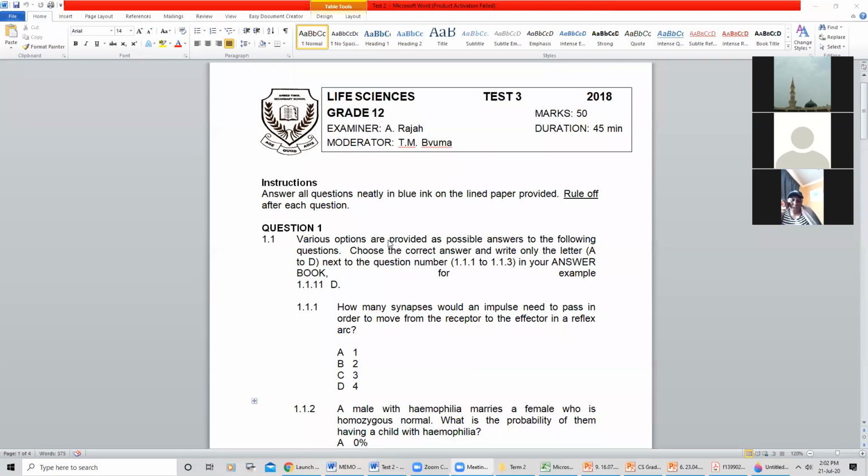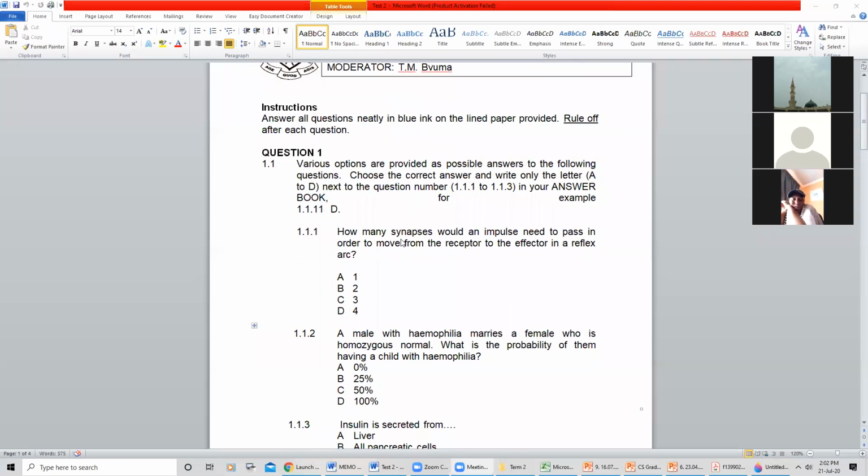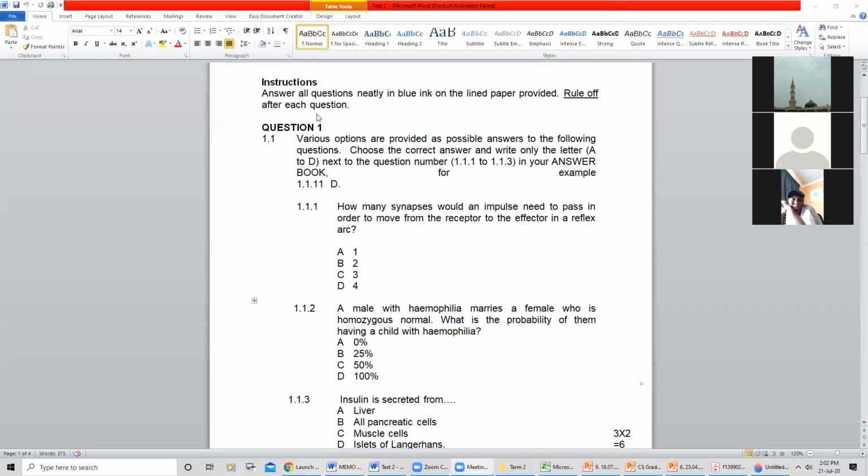So we're looking at a paper which is dealing with term two's work. It starts from genetics, somewhere in the middle of genetics, and it includes all of the nervous system as well as the endocrine system. Okay, so you'll start off with the instructions.